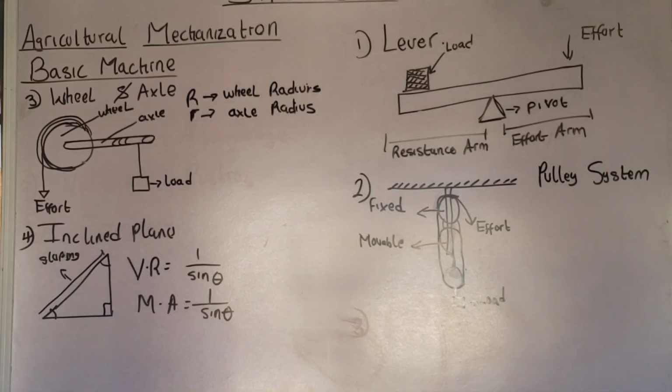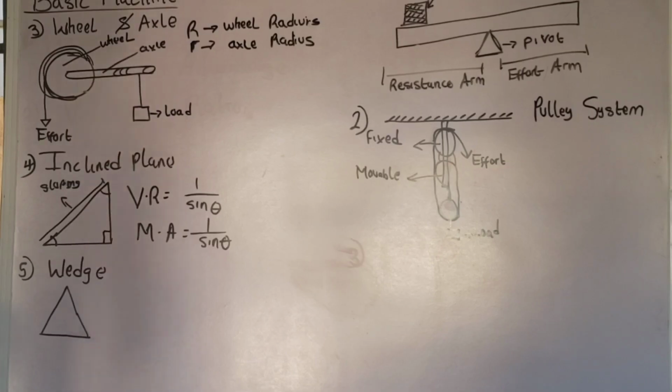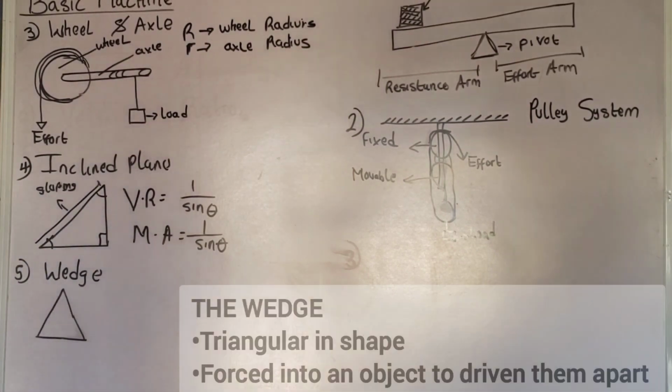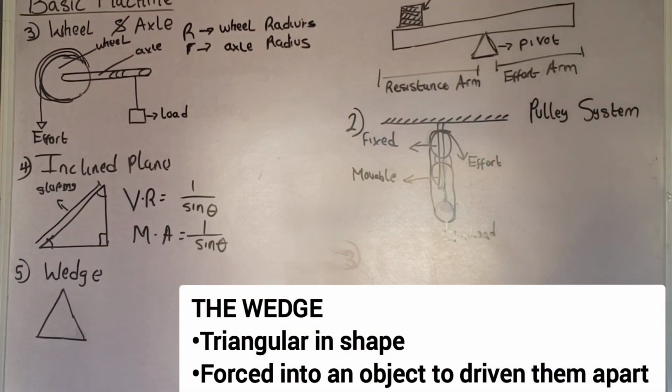Then, the 5th basic machine that we're going to talk about is the wedge. This is a typical representation of the wedge. The wedge is a very simple machine that is triangular in shape. It is normally driven into an object to force it apart.